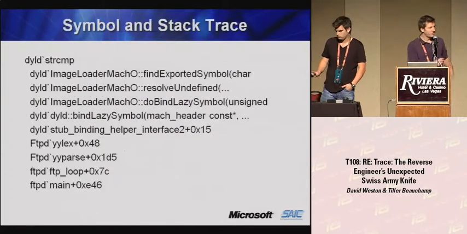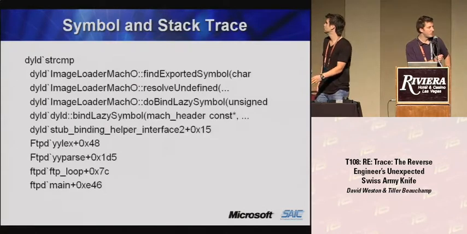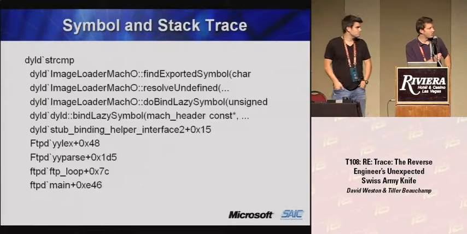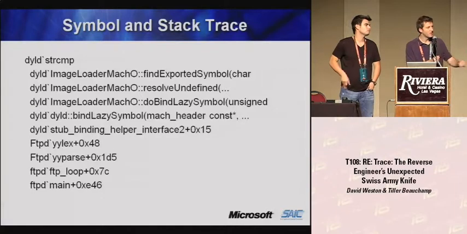Here's an example of a stack trace with all our symbol information. So this is the FTPD main function right at the bottom here, and its call stack trace all the way up to the top where it's calling string compare. So not only do you see the library, but also the function name and the instruction offset within that function. So it gives us the ability to pinpoint exactly where we are in the execution.